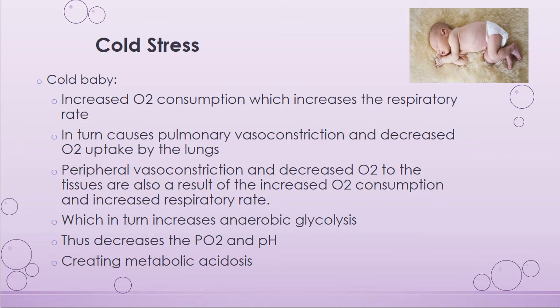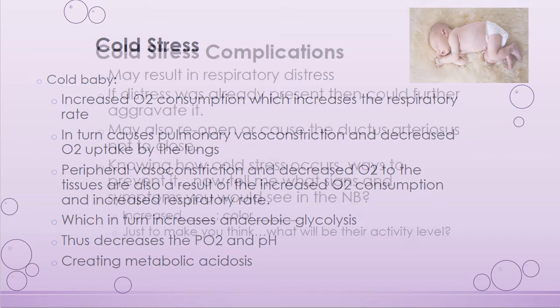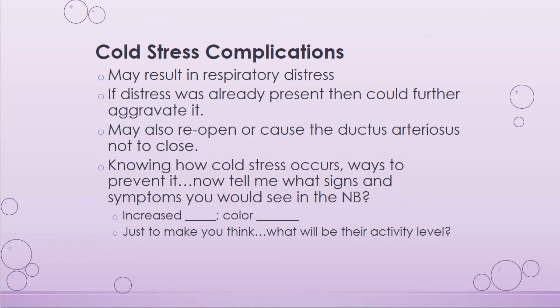But the inconsistencies that you're going to see is they're going to say that a normal temperature within a newborn, a neonate is probably, I think your book says 97. I want to say it says 97.8. And I will tell you for testing purposes that I will use what your book states, but in practice it is different. So the complications from cold stress, they'll go into respiratory distress. If distress was already present, then it's obviously going to further aggravate it. It may reopen or cause the ductus arteriosus not to close.